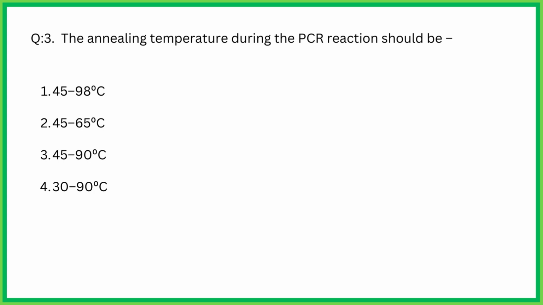We know that in annealing in PCR, the temperature is mostly between 45 to 65 degrees Celsius, because in annealing the primers are added to the single stranded DNA or RNA. So the temperature is between 45 to 65 degrees Celsius. So the correct option is option 2.